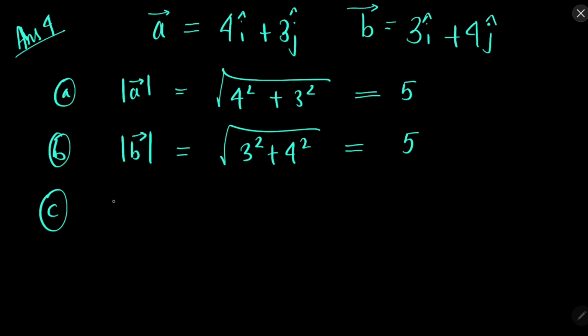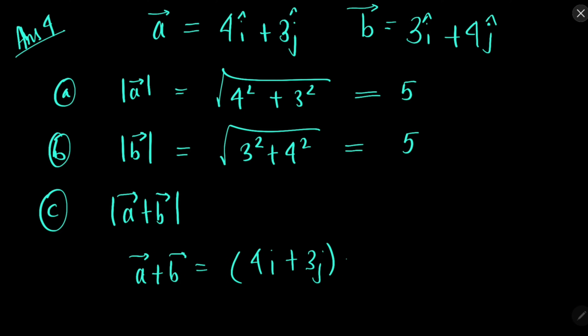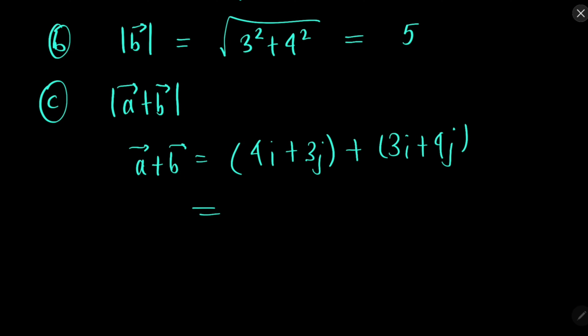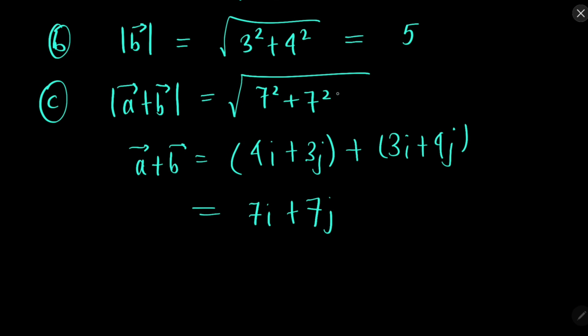Now see, here we are asked about the magnitude of a plus b. So how to find the magnitude of a plus b? Before we do that, let me tell you what a plus b will be. So a vector plus b vector will be 4i plus 3j plus 3i plus 4j. How to find the addition? Just add them, i component to i and j component to j. So it will be 7i plus 7j. So ultimately it will be 7 square plus 7 square, which will give us 7 root 2.